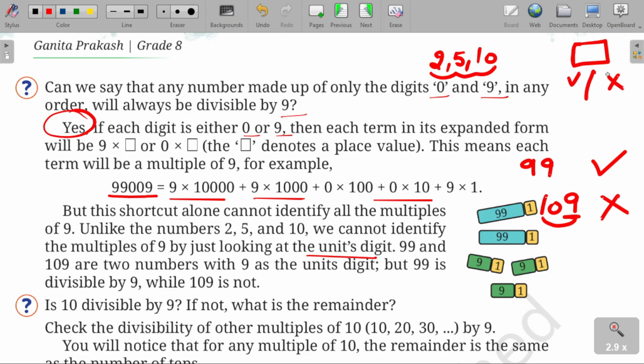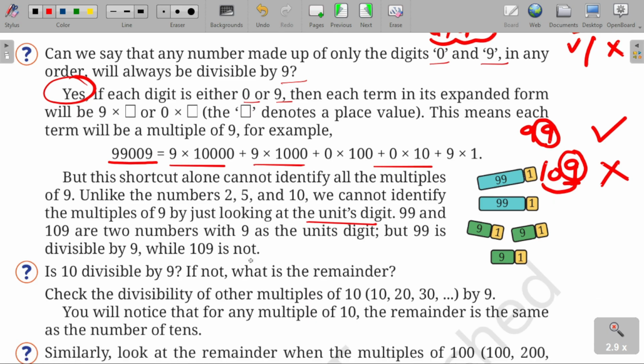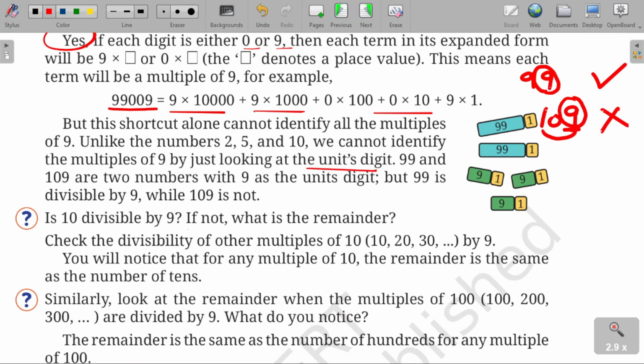We can answer in yes and no by only watching the unit number. But in this case, only the unit number is not enough to check the divisibility by 9. Are you getting that? Is 10 divisible by 9? If not, what is the remainder? 10 is not divisible by 9. This is always clear to all of you, right?